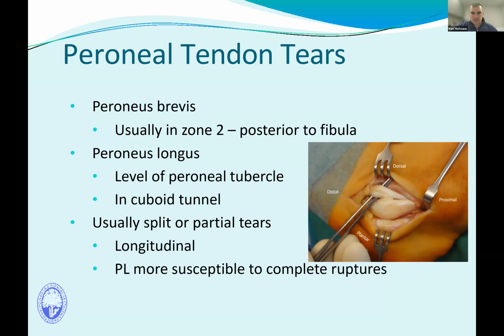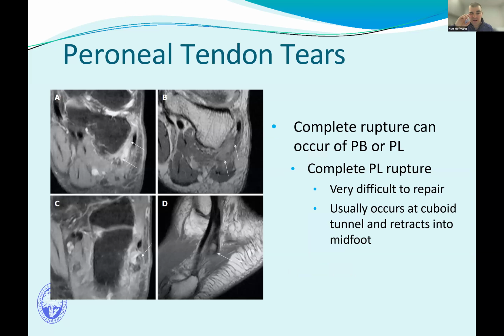In general, again, the split tears are interstitial or within the fibers of the tendon. The longus tendon is much more susceptible to ruptures, given what we just talked about regarding its position in the cuboid tunnel. Here's an MRI imaging of a peroneus longus rupture.